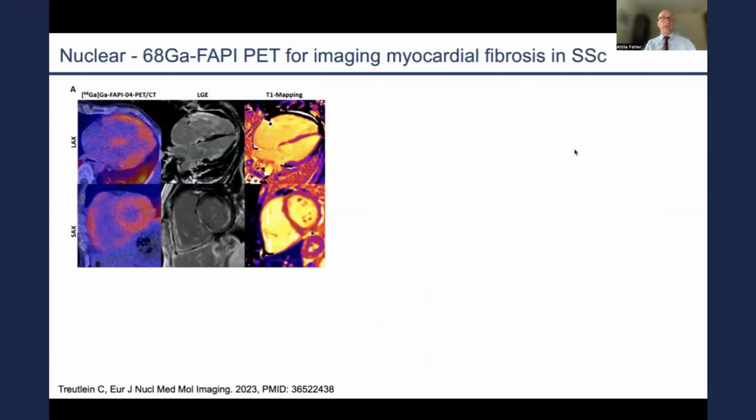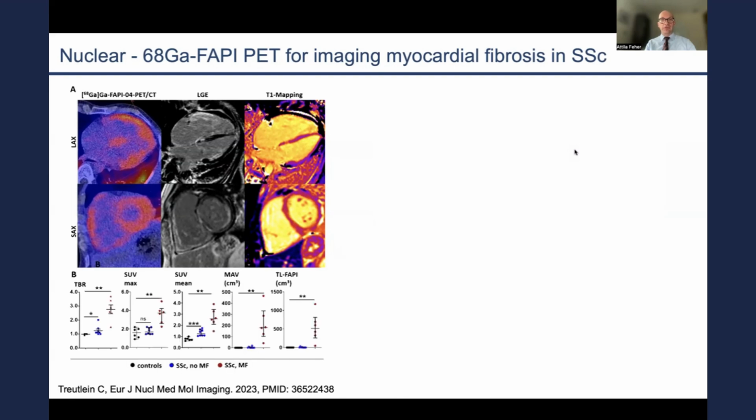Another exciting agent is gallium FAPI, which can be used for imaging myocardial fibrosis. These are images for a patient with systemic sclerosis, and you can see that patients who had fibrosis had significantly higher target to background ratio, SUV max.